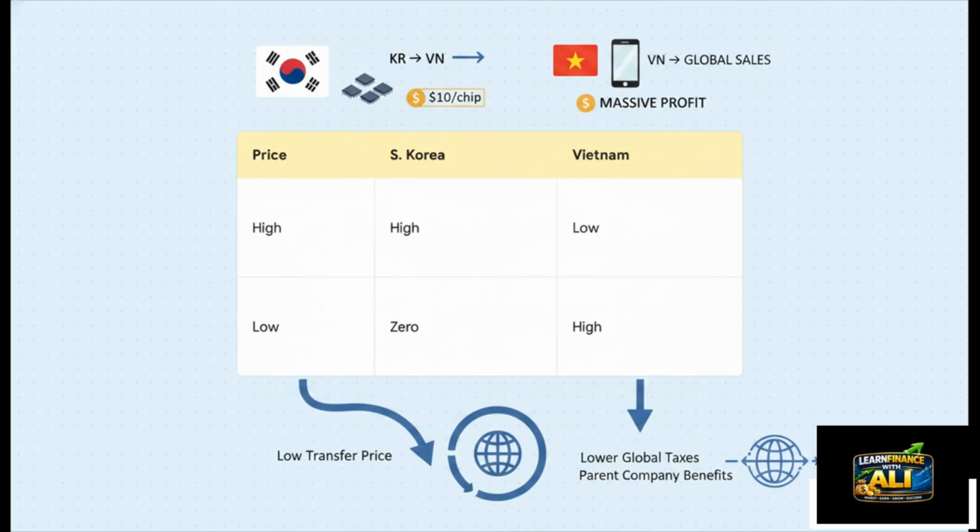Meanwhile, the Vietnam subsidiary, which let's say enjoys a much lower tax rate, gets to buy its crucial components dirt cheap. When Vietnam finishes building the phones and passes them along, their profit margin looks massive. The end result? The parent company drastically lowers its overall global tax bill.